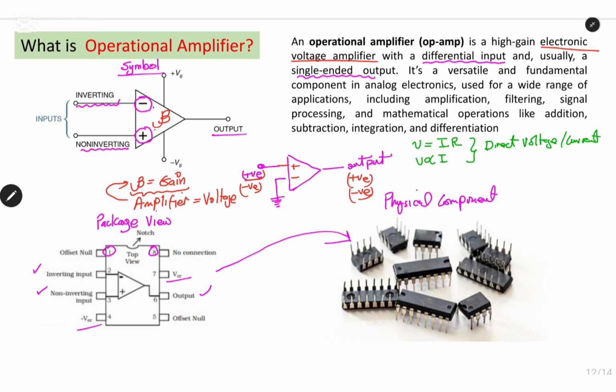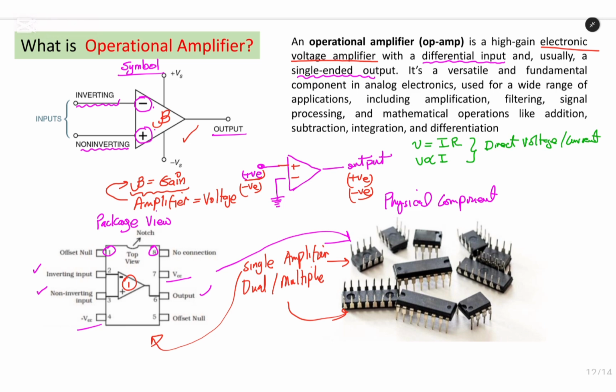With the physical component, we have a single amplifier which can be described by this symbol, or we can have dual or multiple amplifiers. That means more than one single amplifier within a chip. So it will have more than 8 pins. But for a single amplifier, we can have only 8 pins, which correspond to this package where you see only one amplifier inside the package view.